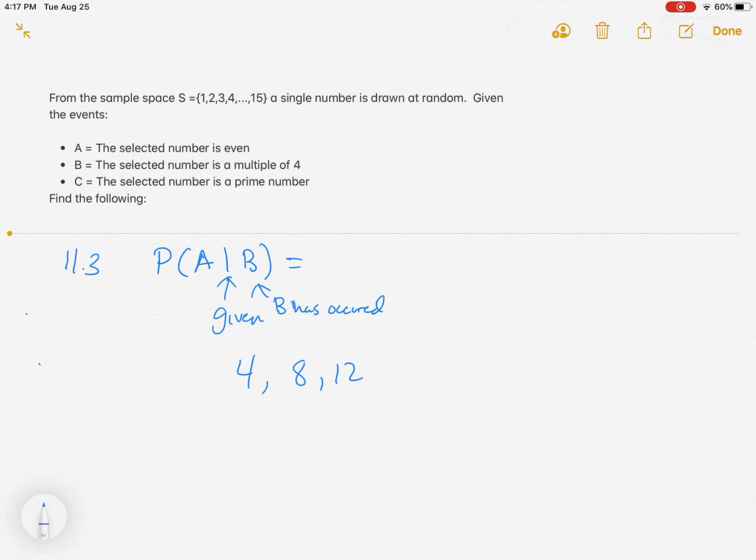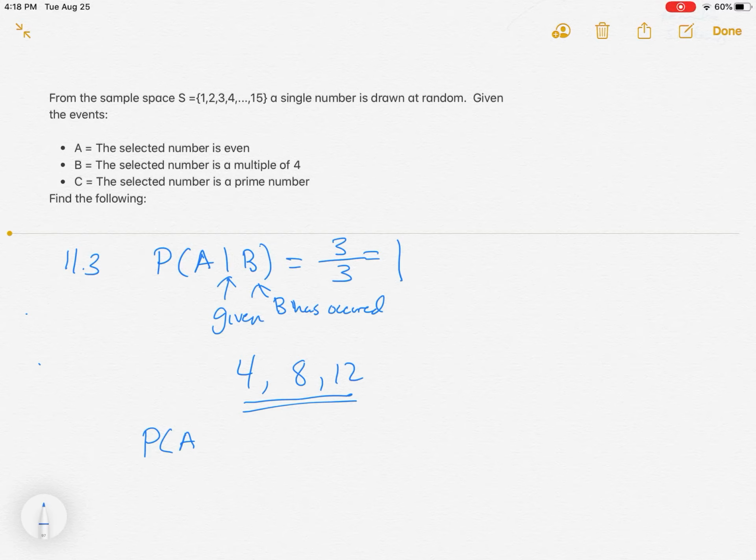And so the question is, what's the probability that A happens given that B has already occurred? So knowing that we have a multiple of 4, what's the probability that the number we select from these 3, so my base number is 3, is even? Well, the number of even numbers in there is 3, and so therefore it's a 1. It's sure to happen. And so that's what given probability or conditional probability is like.